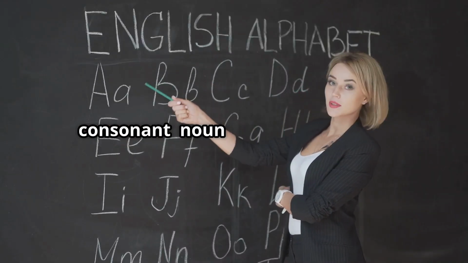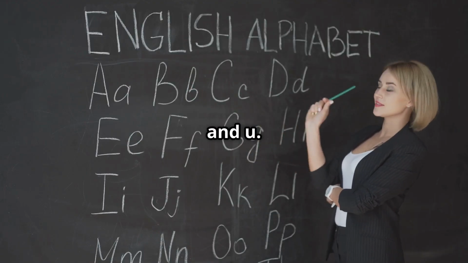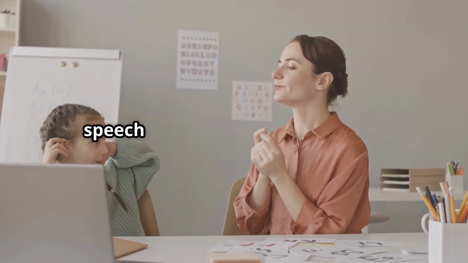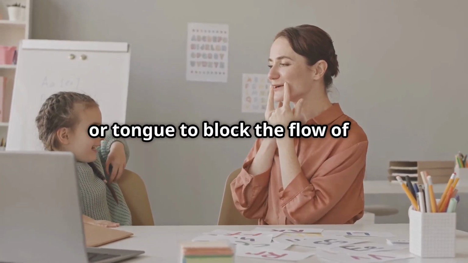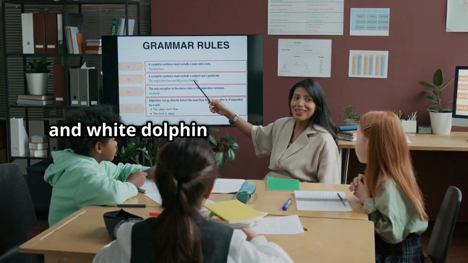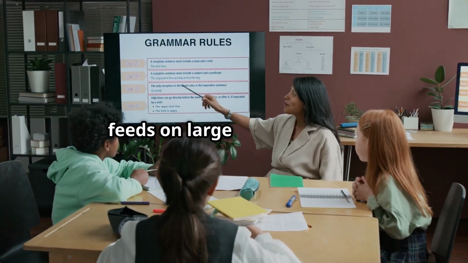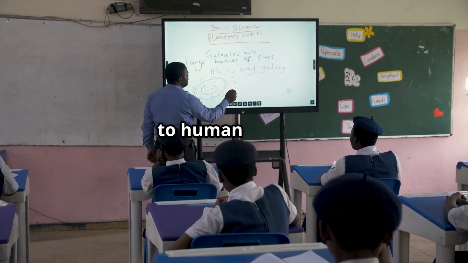Consonant, noun. Any letter in the English alphabet except A, E, I, O, and U. Sentence: A consonant is a sound of speech produced by using the lips, teeth, throat, or tongue to block the flow of air. Killer whale, noun. A very large black and white dolphin that hunts in packs and feeds on large fish and seals. Sentence: Most killer whales are friendly to human beings.